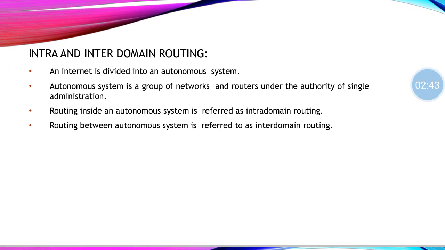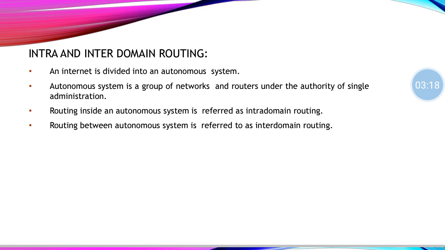Coming to intra and inter-domain routing. An internet is divided into autonomous systems. I hope students know that the internet is a collection of different networks. So one particular network could be an autonomous system, another type of network will be an autonomous system, and so on. For example, to understand autonomous system, let us consider a simple example that Bhinder is one autonomous system and it has one administrator. Mira Road is one autonomous system and it has one administrator, and so on.